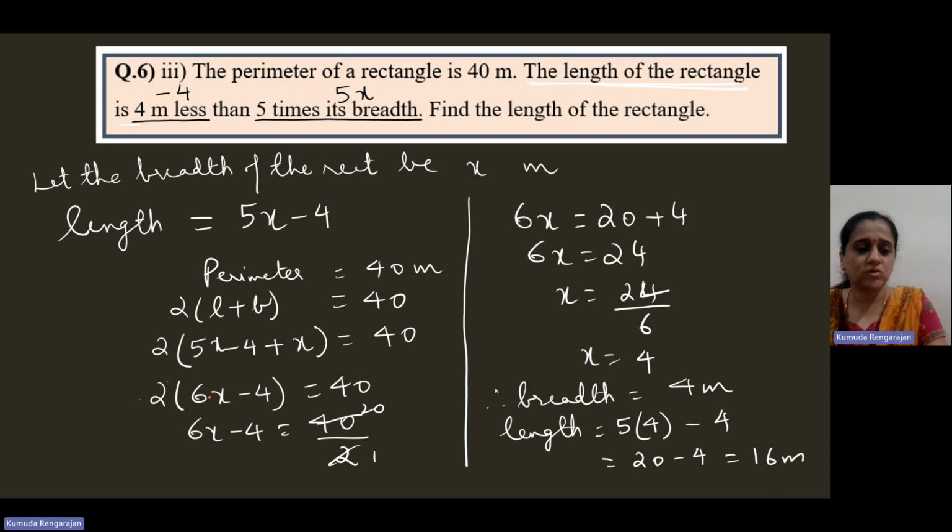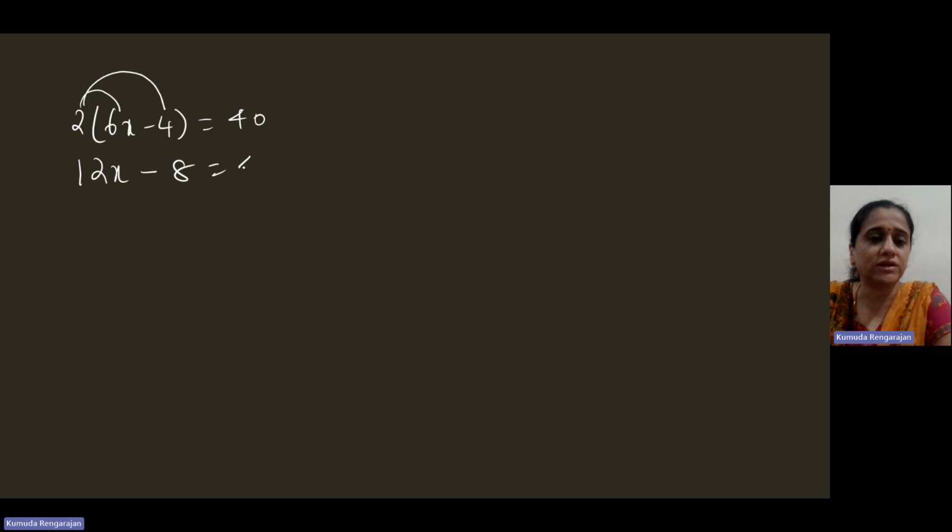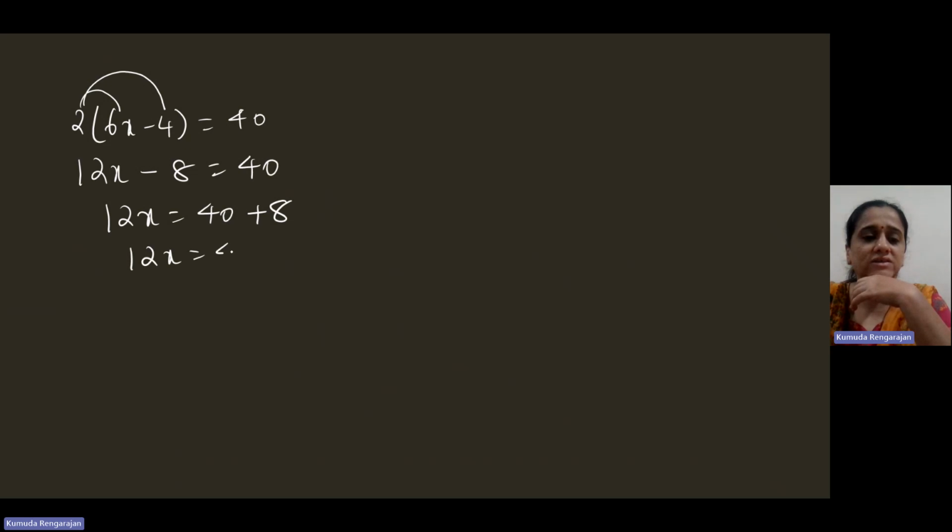So what's that? 2 into 6x minus 4 is equal to 40. So what if we open the bracket? What if we multiply 2 with the terms inside the bracket? Then we'll have 12x minus 8 is equal to 40, correct? So 12x is equal to 40 plus 8 on the other side. So 12x is equal to 48. x is equal to 48 by 12. x is equal to 4.